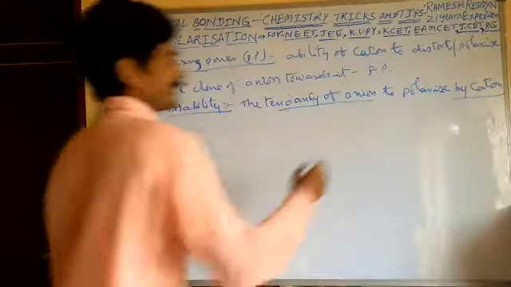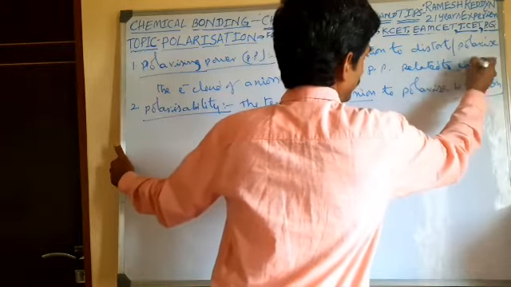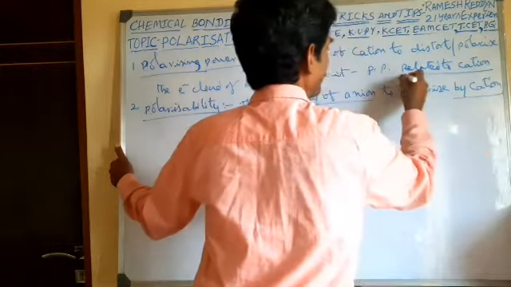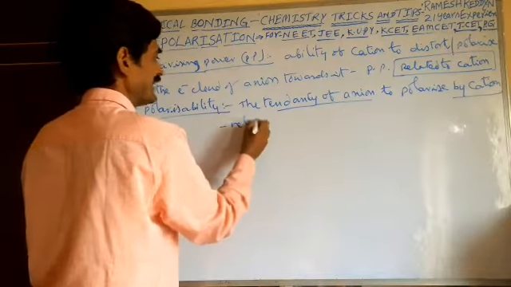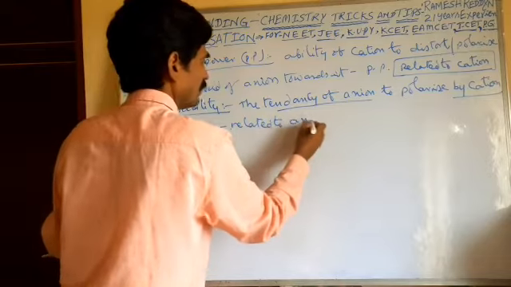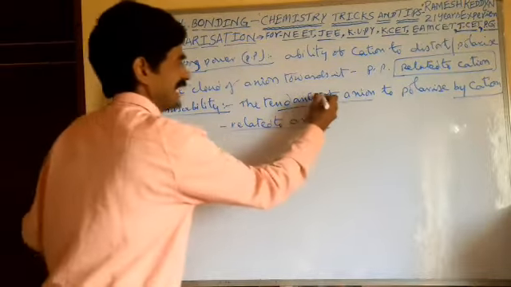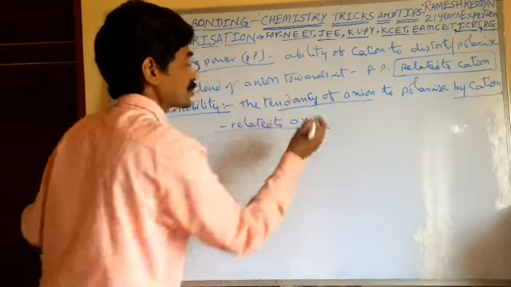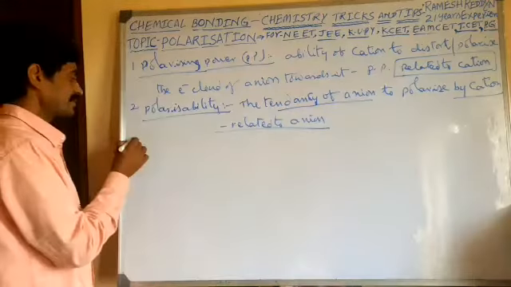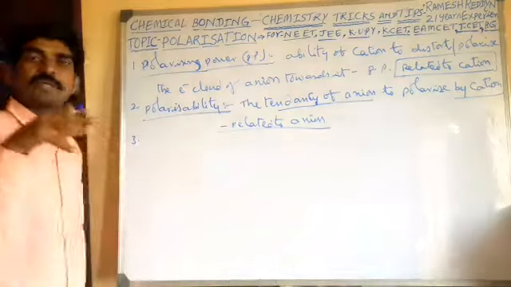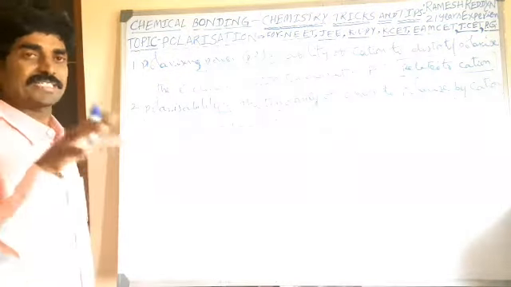Students, polarizing power is related to the cation; it is the ability of a cation. And polarizability is related to the anion, that is, it is the victim. The anion's electron cloud is the one that gets distorted. That is called polarizability. From this concept, we will discuss what types of questions appear in different competitive examinations. So the concept is clear now.